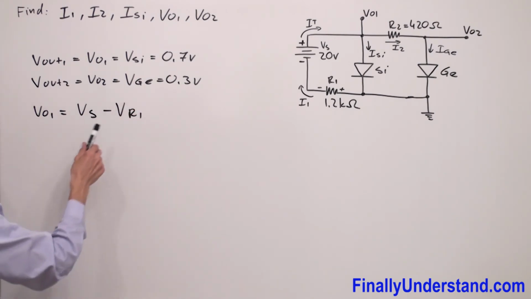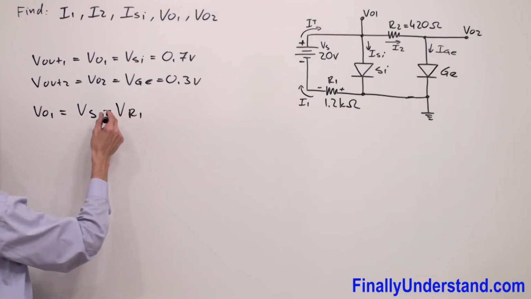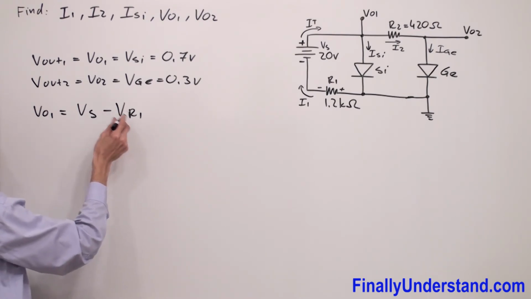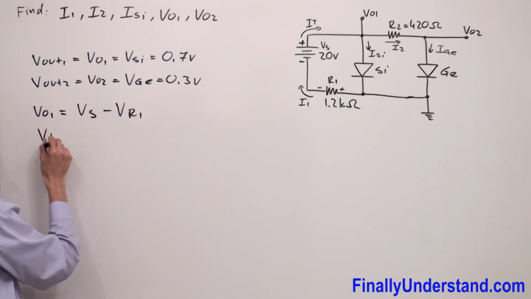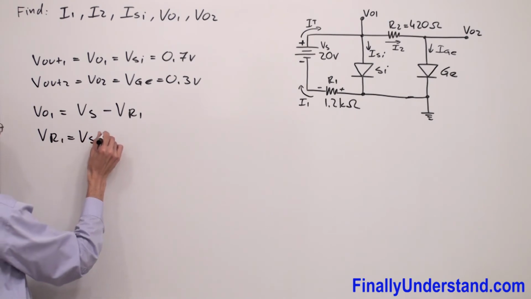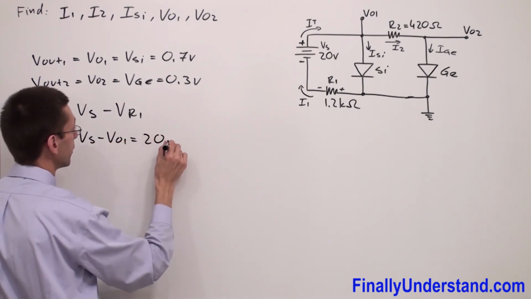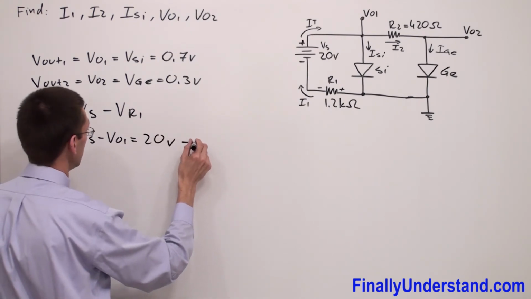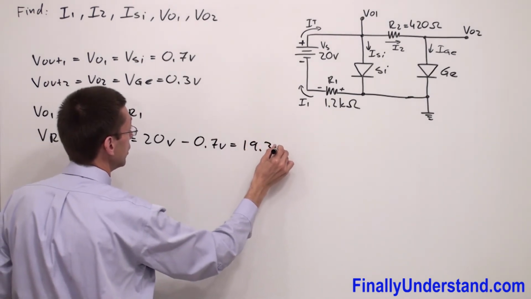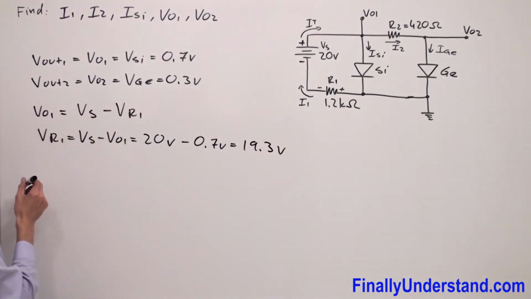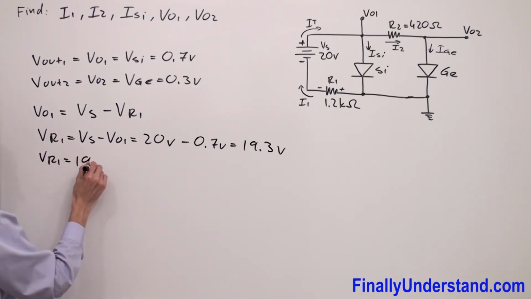If I want to find the voltage across resistor R1, I'm supposed to simply move negative VR1 to the left side and V out 1 to the right side. And I'm going to have VR1 is equal to Vs minus V out 1, where Vs is equal to 20 volts minus 0.7 volts, which is equal to 19.3 volts. So this is the voltage across resistor R1. So I can say VR1 is equal to 19.3 volts.